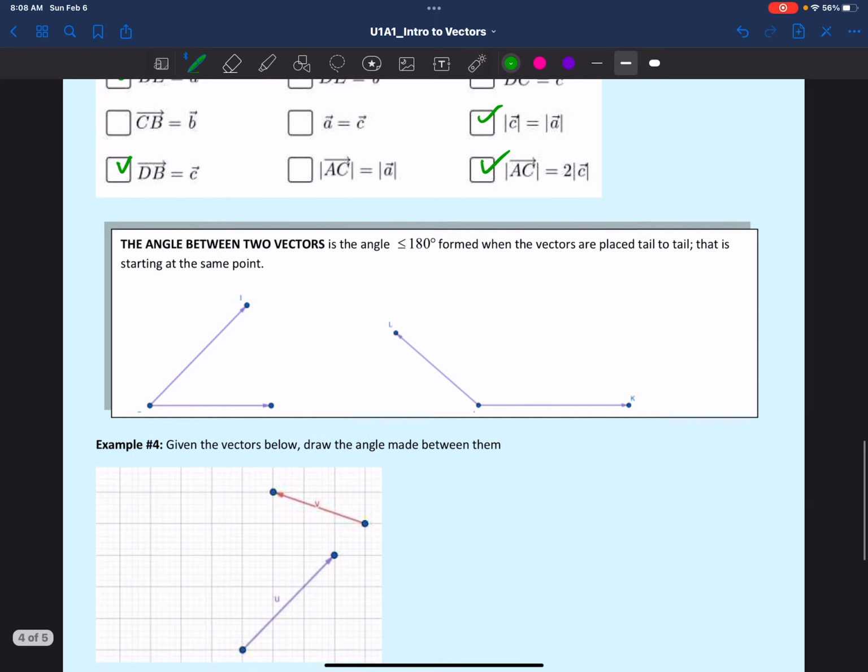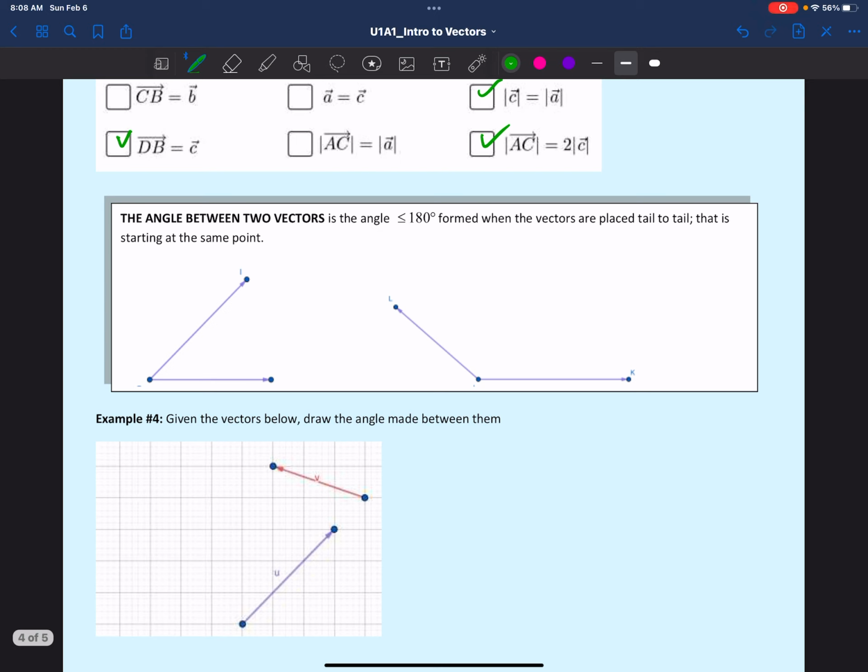Now, the angle between vectors. It is very useful for us to understand what it means to draw the angle or to find the angle between two vectors. So we need to know how to draw it first in order to be able to solve the problem, obviously. So suppose that we have two vectors in here. We have this vector, which I'm going to call vector M, and this vector here, which is vector L.